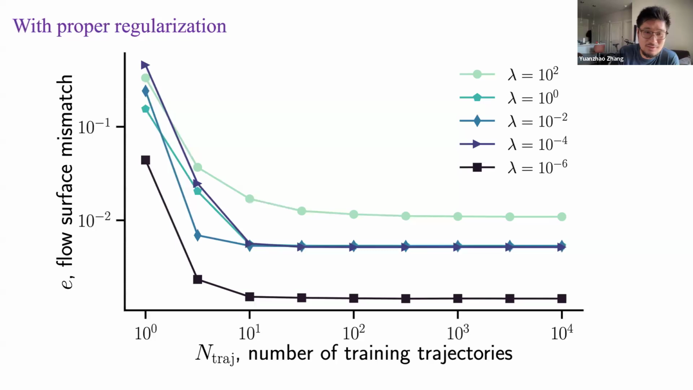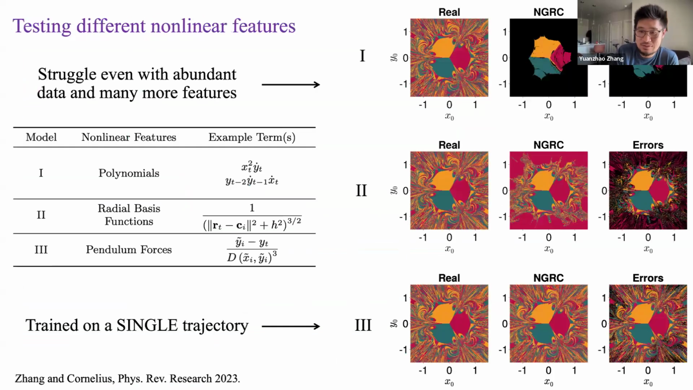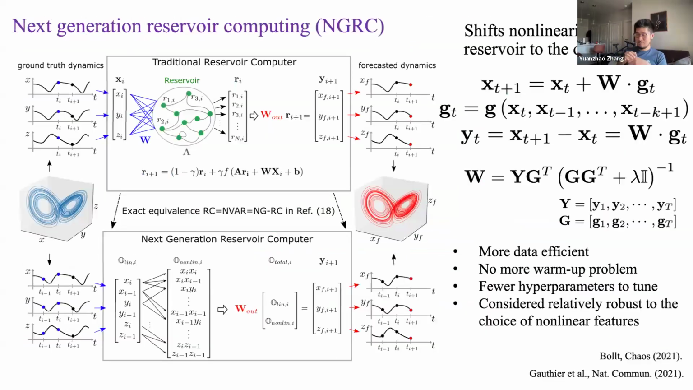Right. Yes, I probably went through that too fast. Honestly, I think NGRC is a very different architecture from the traditional reservoir computer. That's why it has such a difference in terms of how much warm-up data it needs, how much training data it needs.